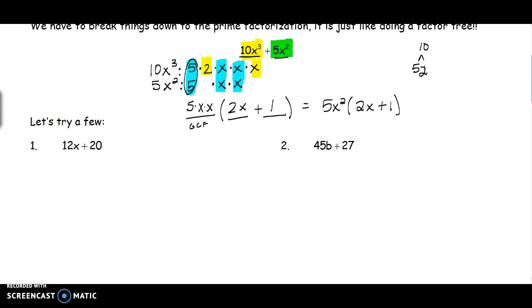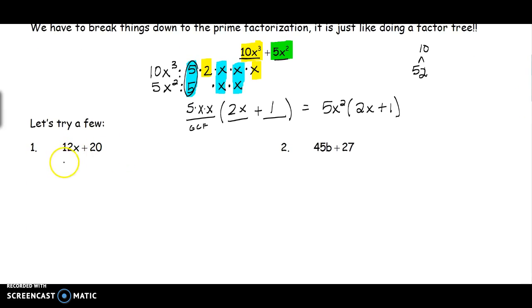So let's try another one. Here we have 12x plus 20. So we need to break down each of our terms, and then let's set up our answer. The first blank is going to be our GCF. We have two terms, right? 1, 2, separated by an addition sign.